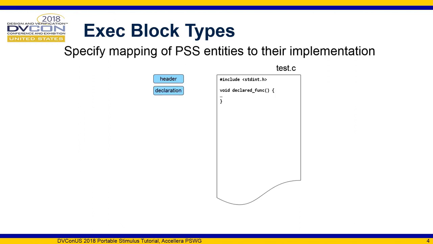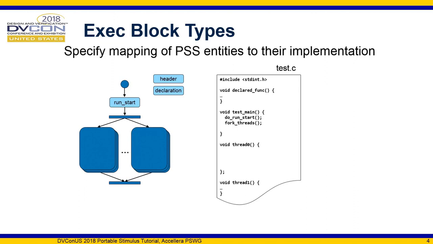Then we have declaration exec blocks. This is a way to include code, maybe some function you need to define at the top of the test. Let's say we're pre-generating a test, so maybe there's some test main that's automatically generated by a tool. In there, at the beginning of the test, we may well need to do some initialization that happens only once. So that's our run start exec block.